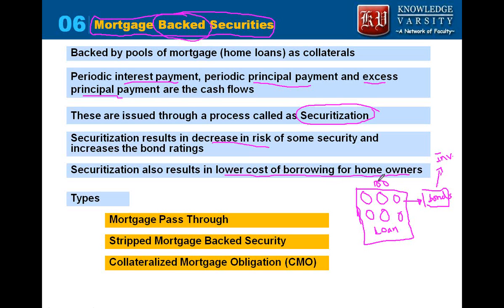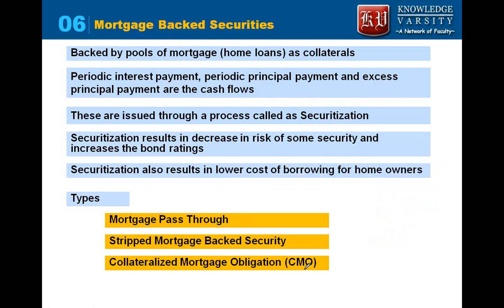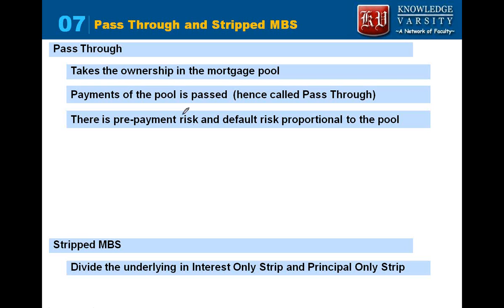Now, in mortgage backed securities you will find that there are three types of securities. One is mortgage pass through, another is stripped mortgage backed securities, and the third one is CMO or collateralized mortgage obligation. Out of these, the most complex is the CMO, which we will see later. So what are pass through securities?